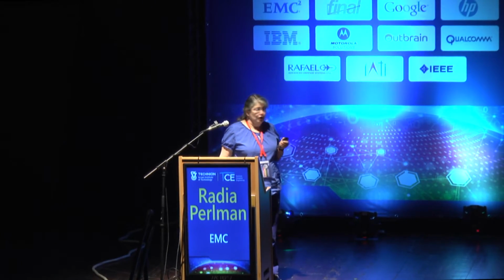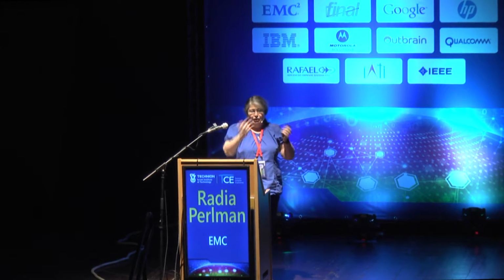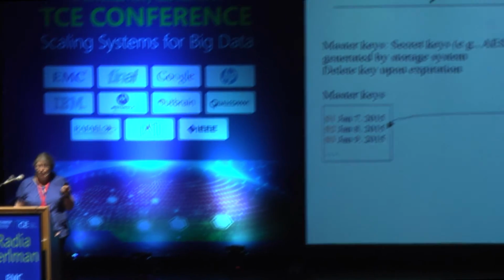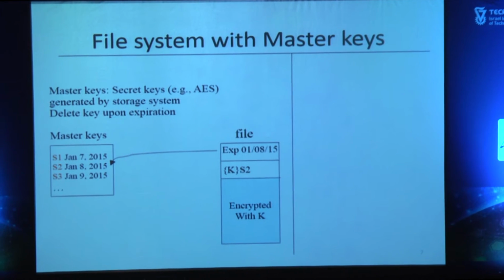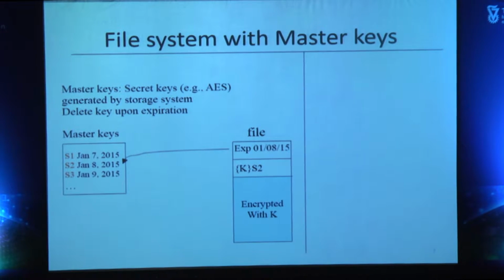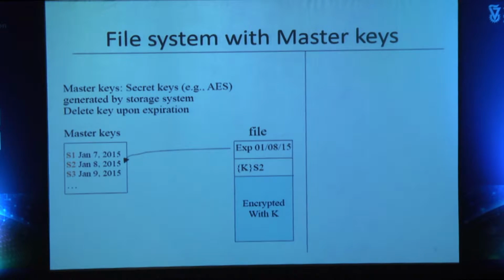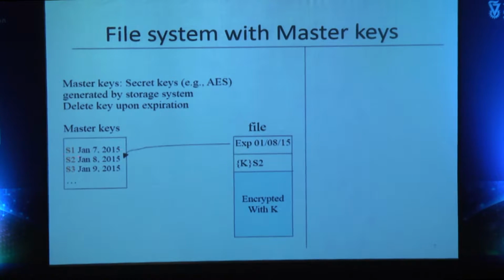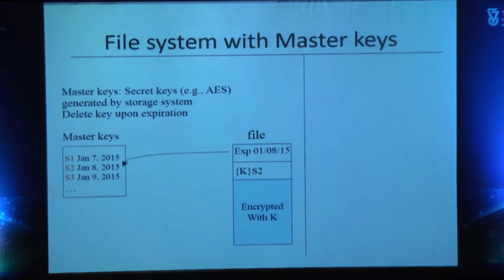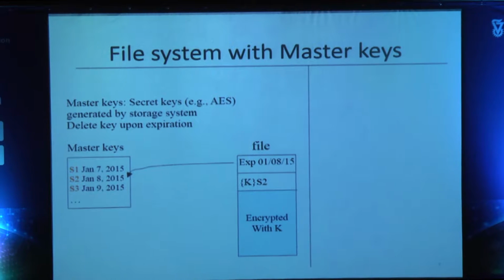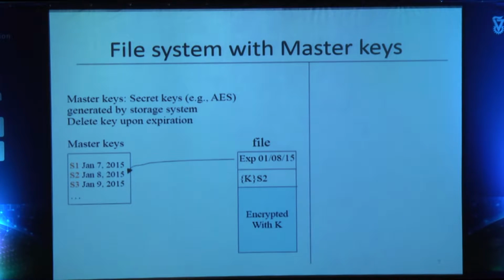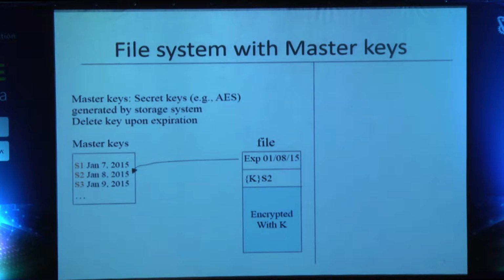So the file system or the storage system, the cloud, I'm using the terms interchangeably just to be annoying, I guess, is going to have a piece of hardware that will store secret keys, one for each expiration date. So here are the master keys. For the January 7th key, the secret key is S1, just an ordinary random number, an AES-type key. And a file, in the metadata, says what the expiration date is, and then the data is encrypted with S2.